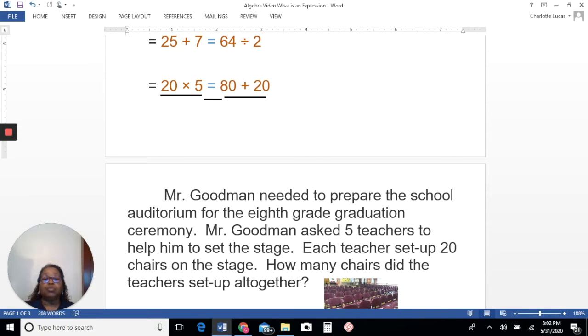Okay, Mr. Goodman needed to prepare the school auditorium for the 8th grade graduation ceremony. Mr. Goodman asked 5 teachers to help him set the stage. Each teacher set up 20 chairs on the stage. How many chairs did the teachers set up altogether? So we have to break this into pieces and create an expression and then solve the expression. We talked about the difference between addition and multiplication the last time we were together. Let's see if we can apply that information here to help us solve the problem and know what kind of expression to make.